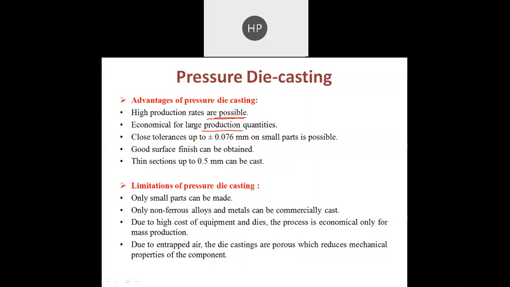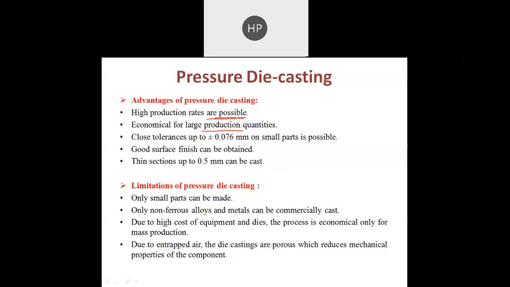Then, it is economical for large production. When we have the same product that will be made in a large quantity, once you make the die, it will be used for thousands of products. Okay, so it will be economical for a large number of productions.